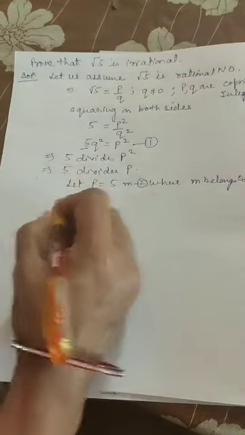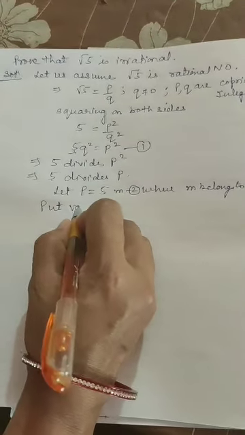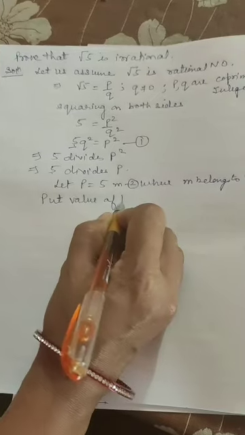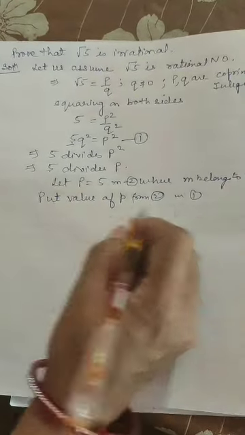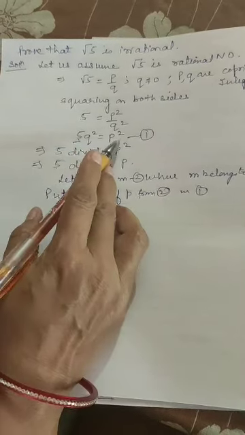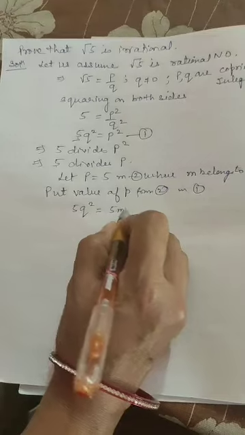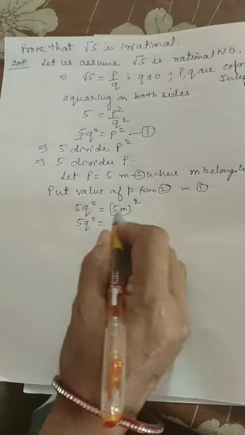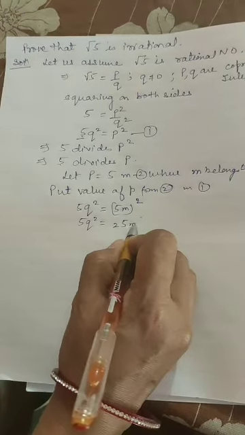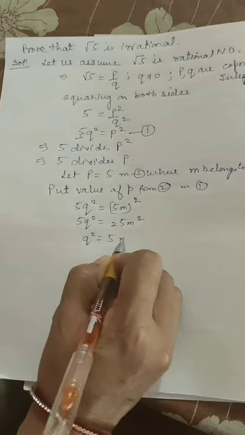So let us consider equation 1, 2. Put the value of p from 2 in 1. Let's put the value of p in equation 1. So we get 5q square equals 5m square, that is 5 square m square, which means 25m square. So we get q square equals 5m square.